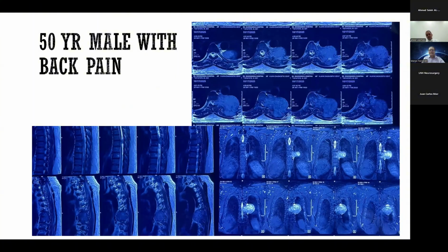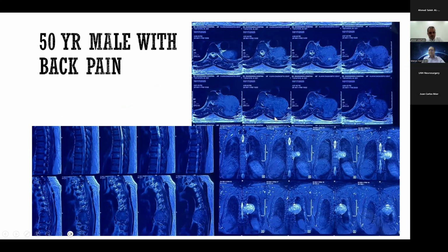So this was another patient, a 50-year-old male with back pain, and this is what the scan showed. This was a tumor at the mid-thoracic level, a large dumbbell tumor with a large thoracic component, going into the spinal canal and destroying half of the body. So we did a lateral extracavitary approach.